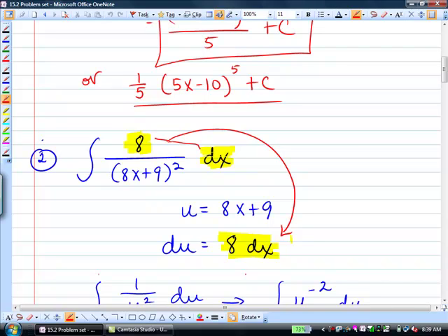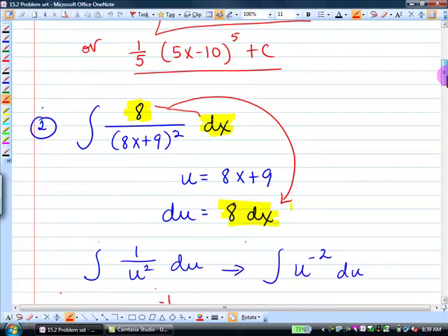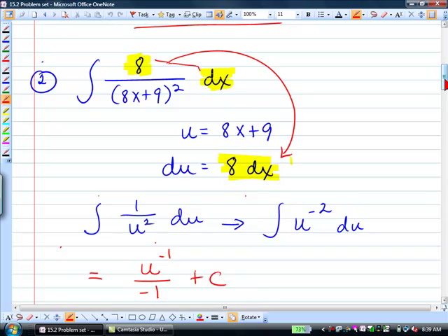So we can substitute. What would it be when we substitute? Those are gone. We're left with a 1. 1 over u squared is what we get. And that's easier to work with if we make it u to the negative 2 du. If you integrate that, you get u to the negative 1 over negative 1 plus c.